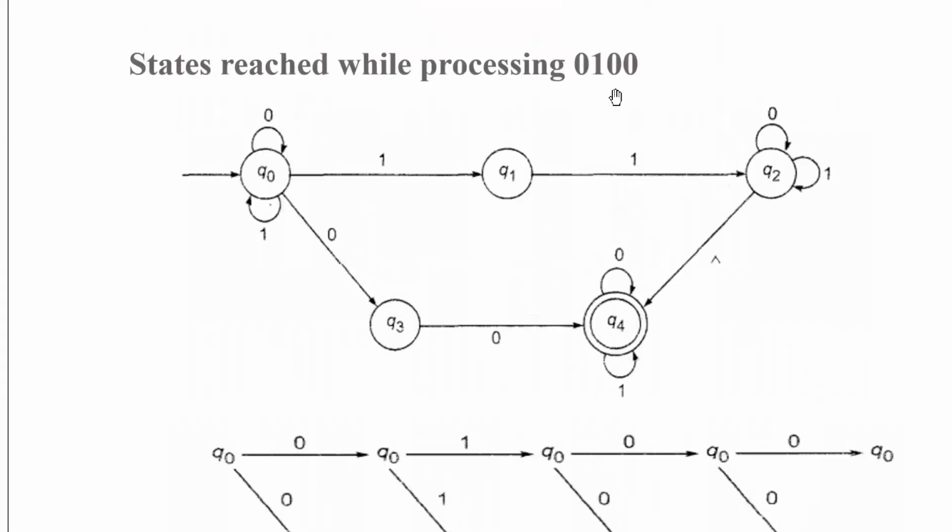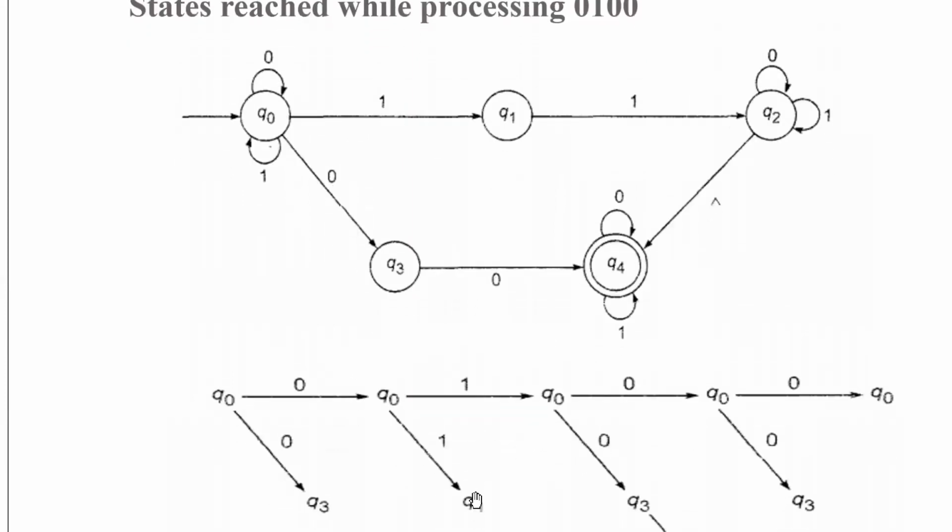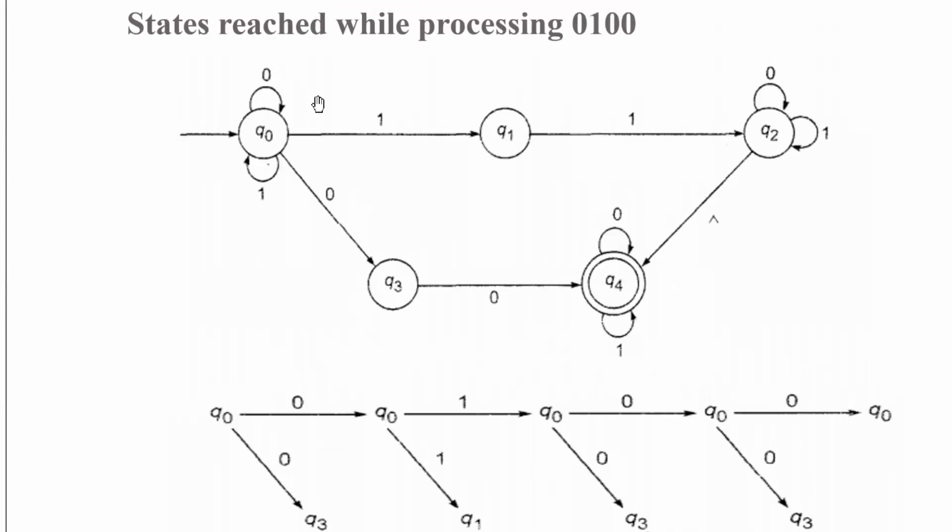After that, next you have to give 0. From Q1, if you give 0, you can see no output is there, so that's why I have written it this side. No output. But from Q0, if you give 0, it is again taking you back to Q0. Previously 1 was taking you to Q1 and to Q0. Next 0: Q1, 0, nowhere. Q0, 0, again Q0.